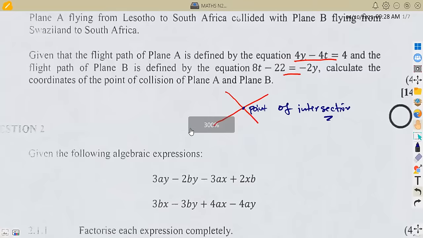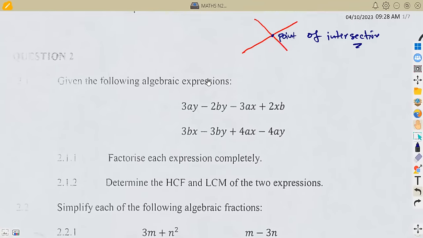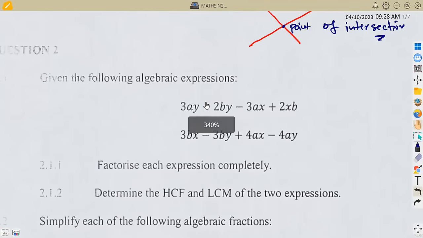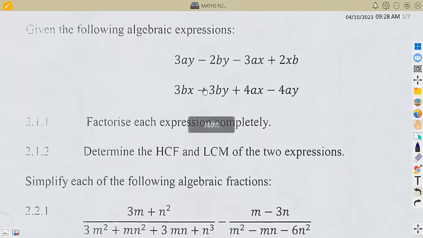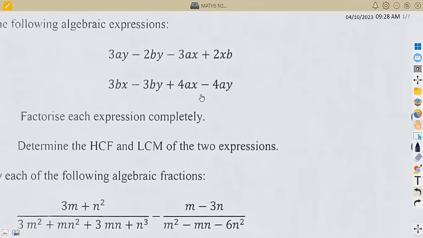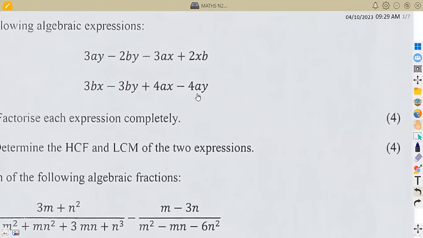All right, question 2, we are now given the following algebraic expressions. So these are the 2 algebraic expressions that we are given. Factorize each expression completely. So from these 2 expressions, we're asked to factorize completely. Let's check with the space that we have if we can factorize on this space here.